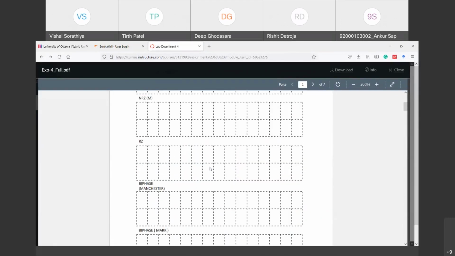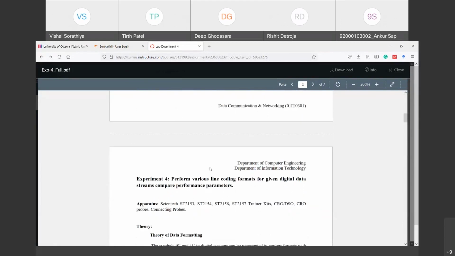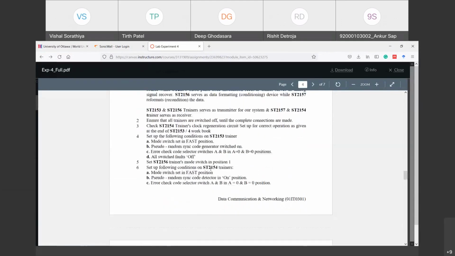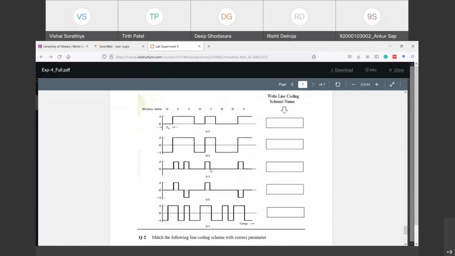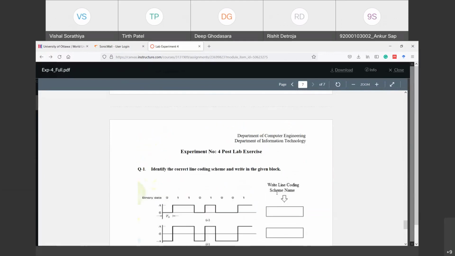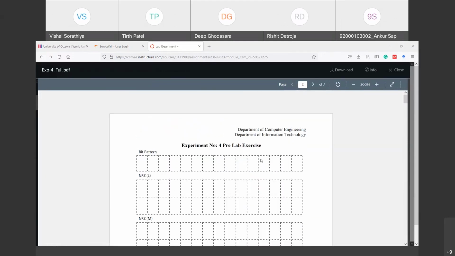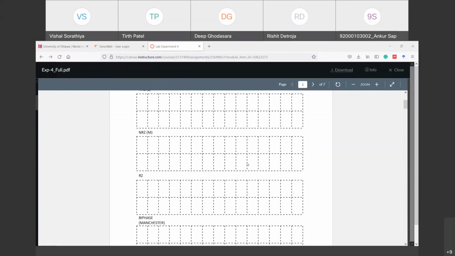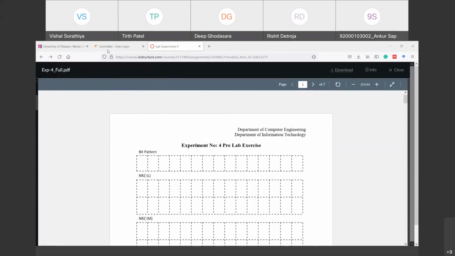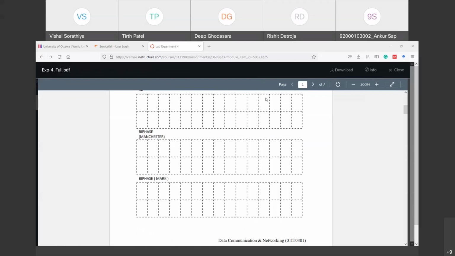So lab 4 is going to be a little bit easy. Lab 4 is not going to require such type of simulation. Today you can target to complete lab 3, and then after that you are going to complete lab 4. Okay, so first I'm going to give the introduction of what this lab experiment 4 is all about.